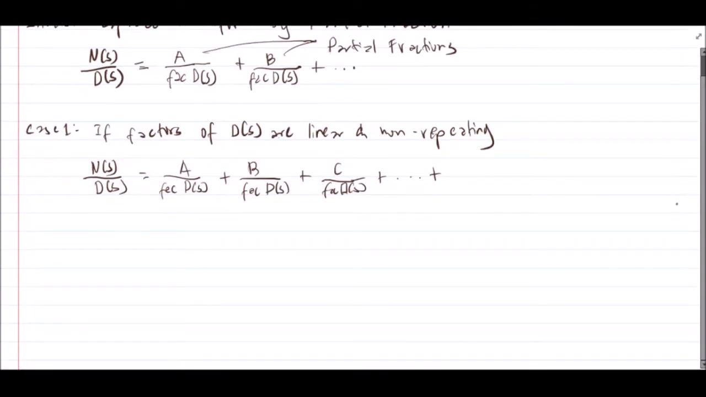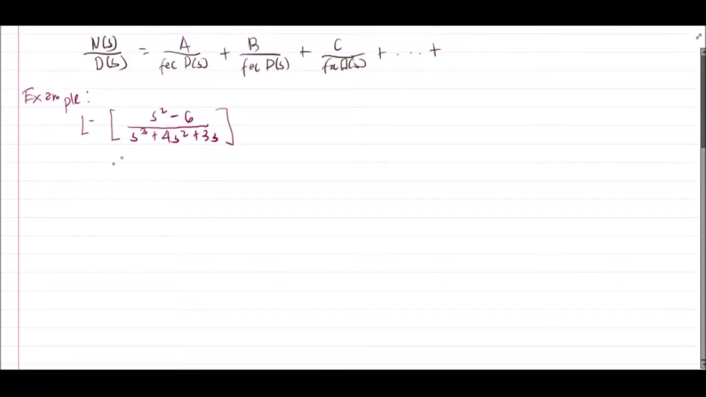Maybe we could appreciate this concept if we have a simple example. So we have this one here. We are going to get the inverse Laplace transform of (s squared minus 6) over (s cubed plus 4s squared plus 3s). Okay. So the very first thing to do is to have our solution here.